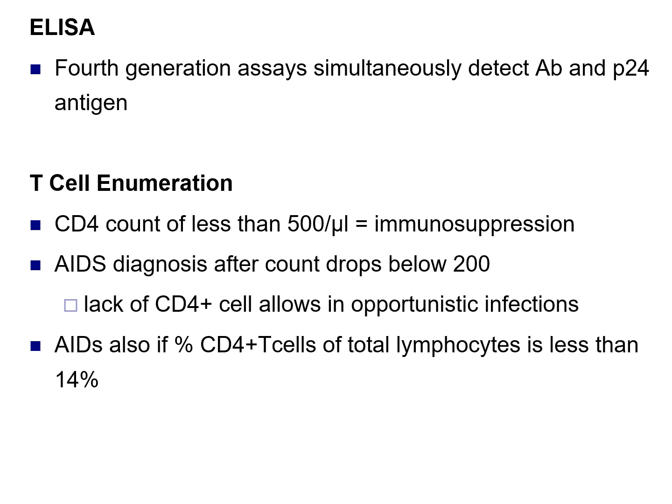So if the CD4 count is low, that is the time when the person is generally susceptible to those opportunistic infections. The diagnosis of AIDS is when the CD4 count is below 200. The lack of CD4 cells allows for opportunistic infections. I said that. If the percentage of CD4 cell count is less than 14%, you can also say that that is AIDS.